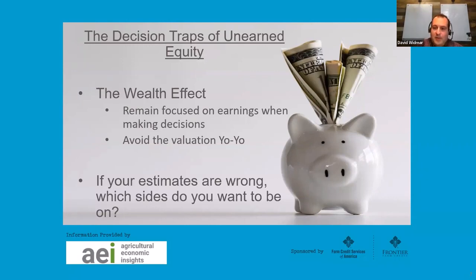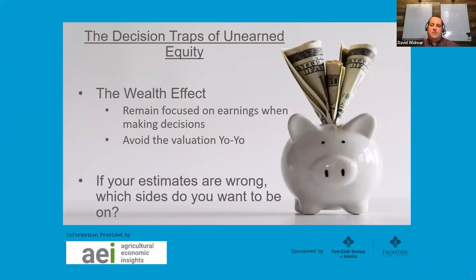Richard Feynman, and we've had a podcast or a webinar about this topic, about decision traps, and Richard Feynman's got a great quote that we've mentioned a few times in different episodes. It's, "The first principle is to not fool yourself, and you're the easiest person to fool." And I think that this unearned equity creates this management opportunity to maybe fall into these decision traps.